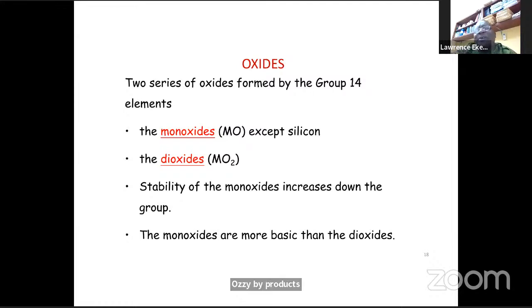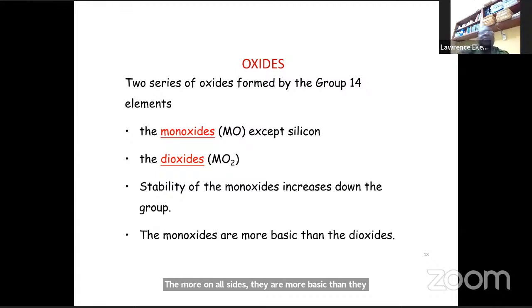There are 2 major oxides that are formed by group 14 elements. These oxides are the monoxides and the dioxides. Only silicon does not form a monoxide, but every other element in the group forms monoxides, and they also form dioxides. However, the stability of the monoxide decreases down the group, while the monoxides are more basic than the dioxides.